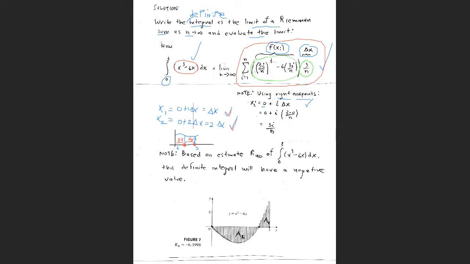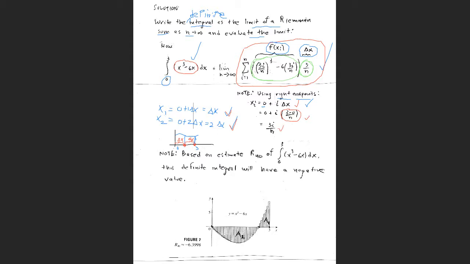So in general, x sub i equals 0 plus i times delta x. How's delta x defined? We learned this in the last class: you take the right endpoint, b equals 3, subtract the left endpoint, a equals 0, and divide by the number of subintervals n. That's how you get delta x, and so x sub i is 3i over n.